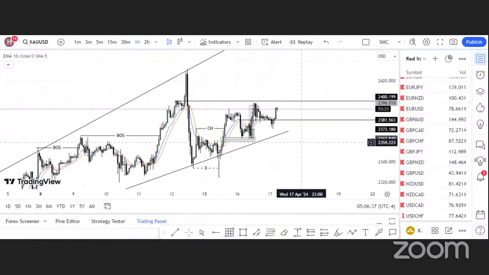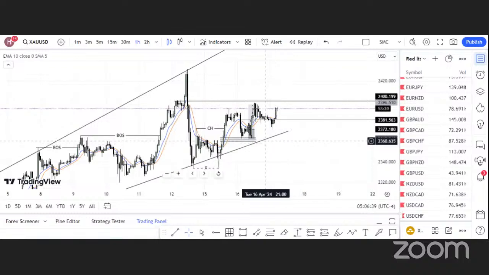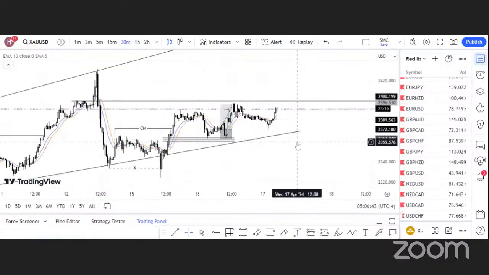So let's get into the activity of today. Let's see what is going on in the forex market.